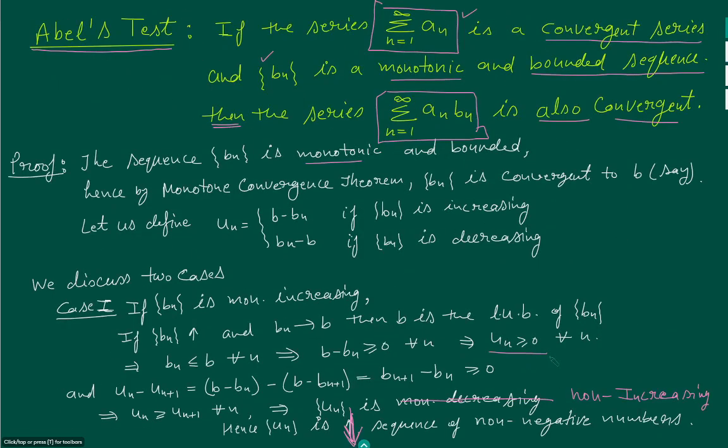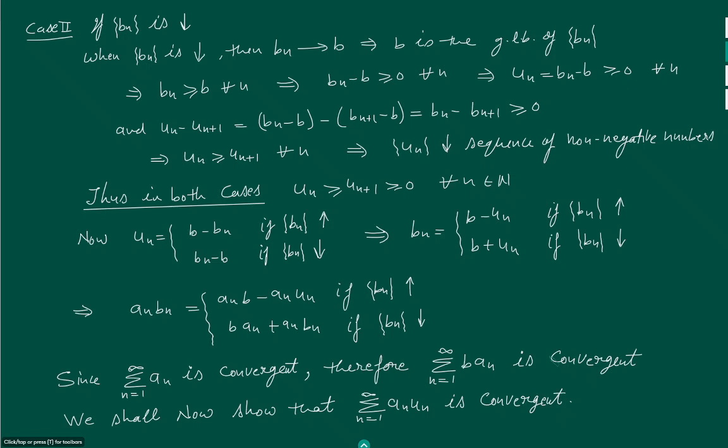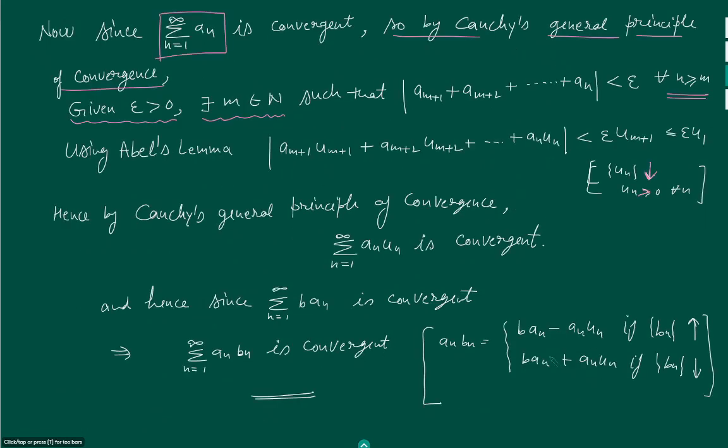Abel's test says that if a series summation An is convergent and Bn is a monotonic and bounded sequence, then the series summation An Bn, n varies from 1 to infinity, is also convergent. We have proved this completely. Now we are going to do the next test, that is called the Dirichlet test.